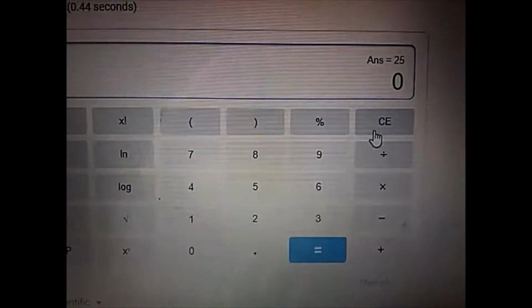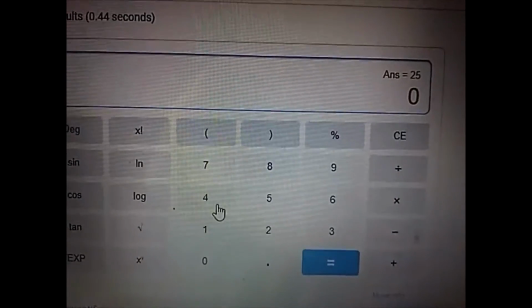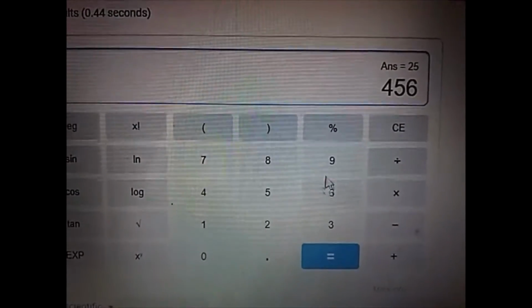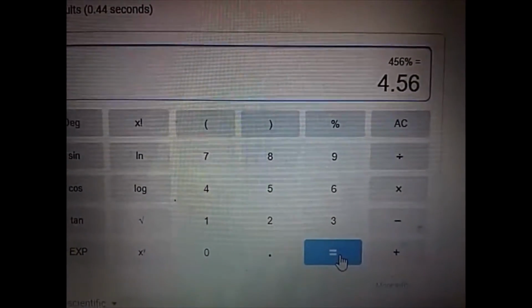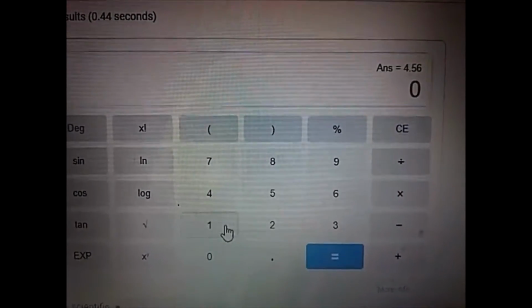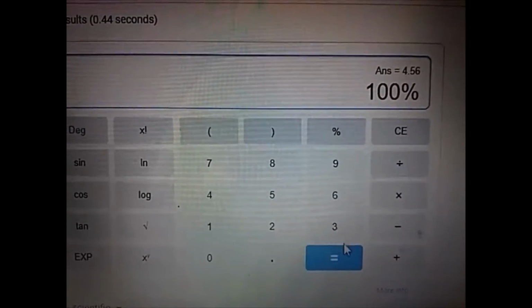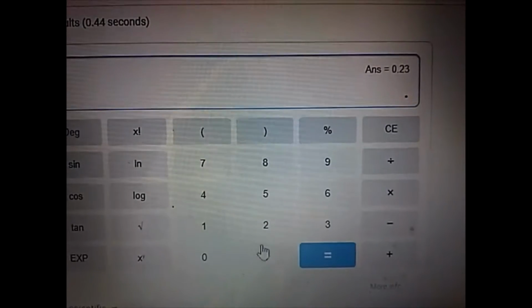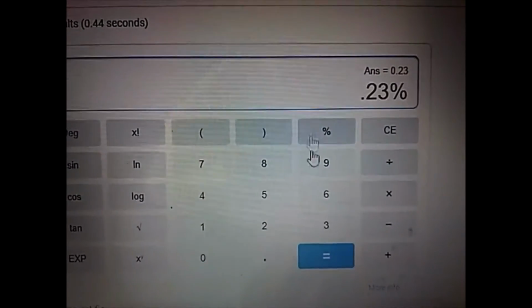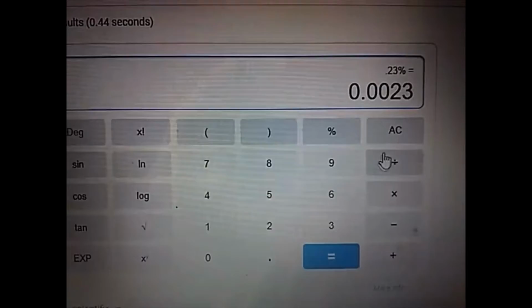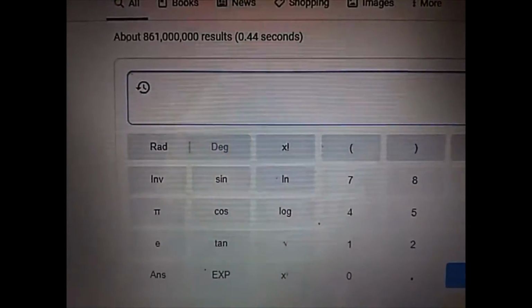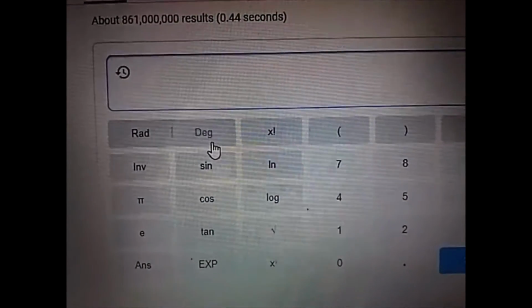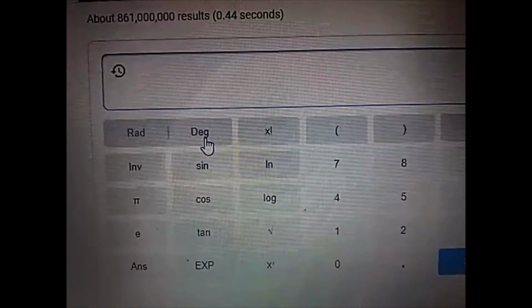Now, if you add a percent sign after a number, it means divided by 100. For example, if you took the number 456%, you get 4.56. And if you took 100%, it is the same as 1. And if you take percent, you get this number. Now, if you are working with trigonometric functions, you switch to DEG.